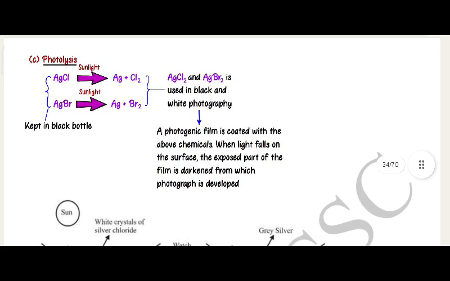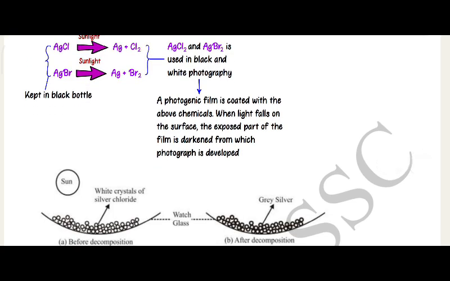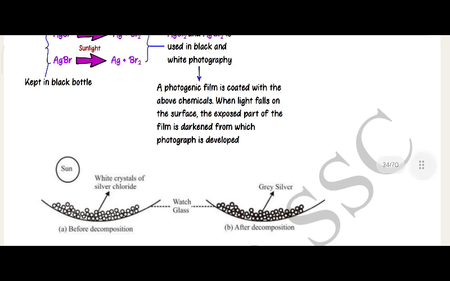Photolysis. AgCl in the presence of sunlight gives Ag plus Cl2. AgBr in the presence of sunlight gives Ag plus Br2. These are both kept in black bottles. AgCl and AgBr are used in black and white photography. A photographic film is coated with the above chemicals. When light falls on the surface, the exposed part of the film is darkened, from which the photograph is developed.